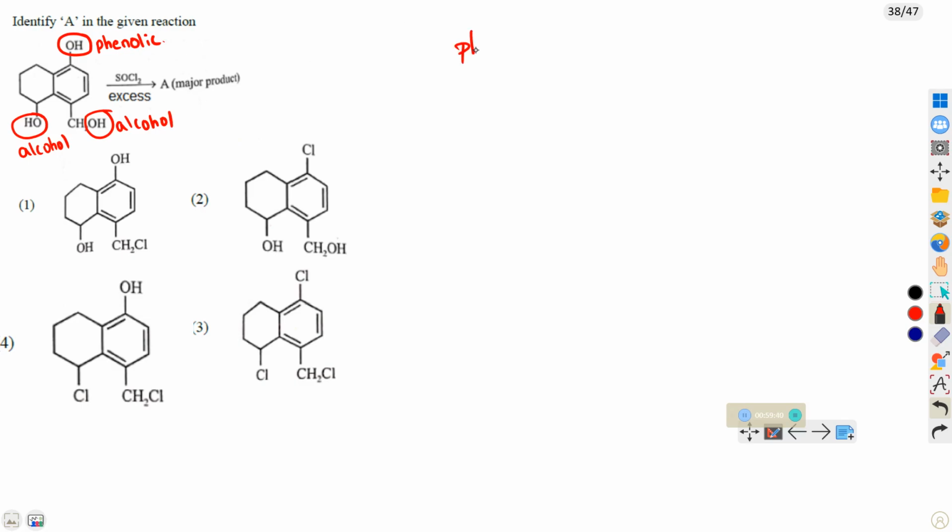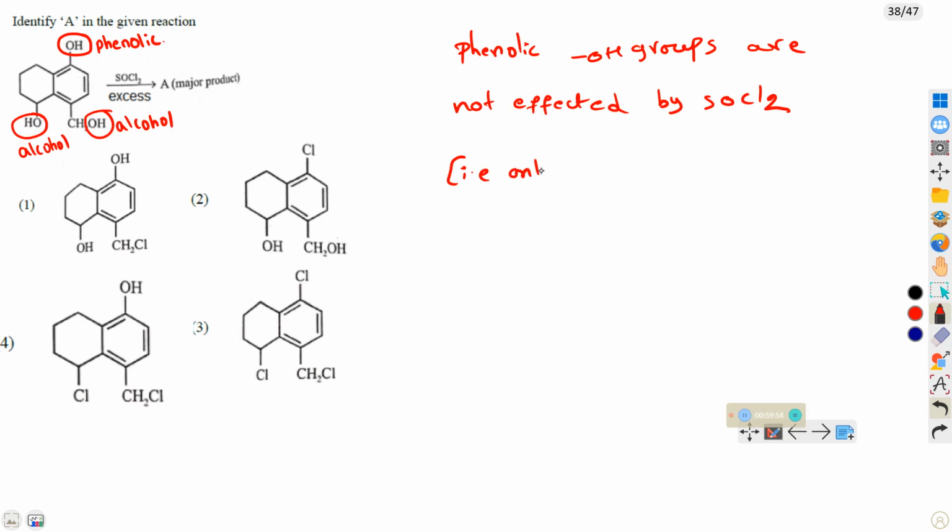Phenolic OH groups are not affected by SOCl2. That is, only alcoholic OH groups are affected. Based on that, at the alcoholic OH place, chlorine is substituted.